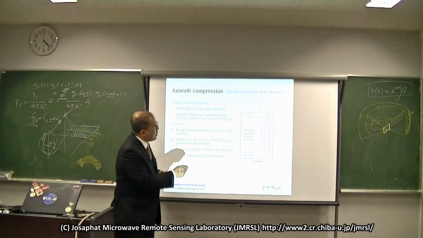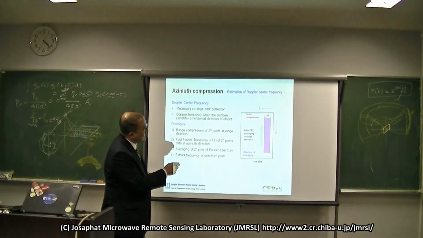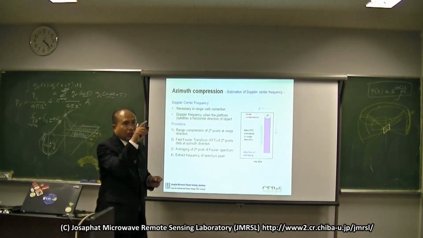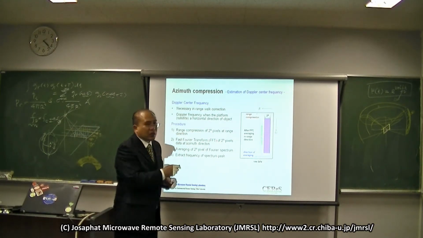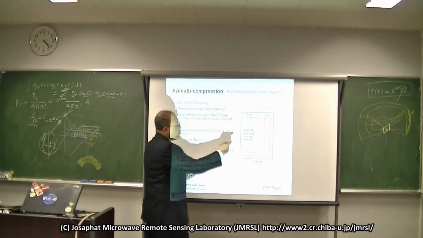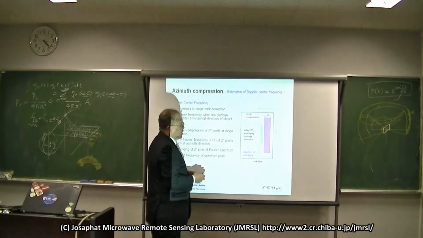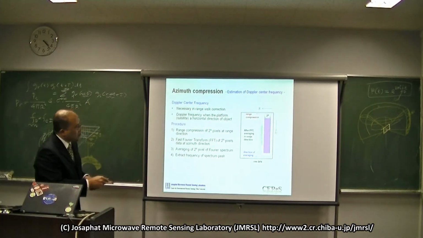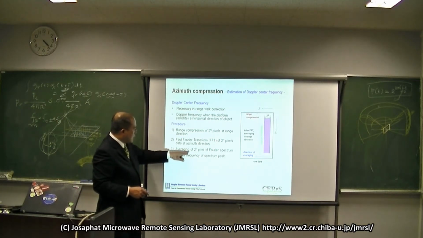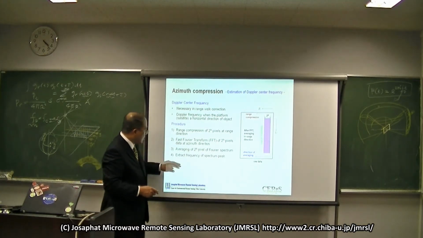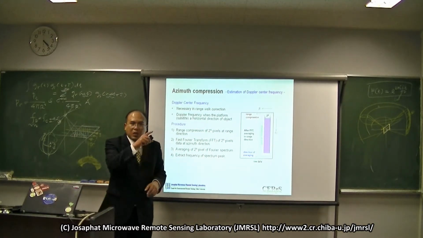Then you select 2 to the power of n, because we need to make the FFT. Then you make the FFT here. Then you make the average. Averaging in this direction, you can find the Fourier spectrum, then extract the frequency when the spectrum is at its peak.